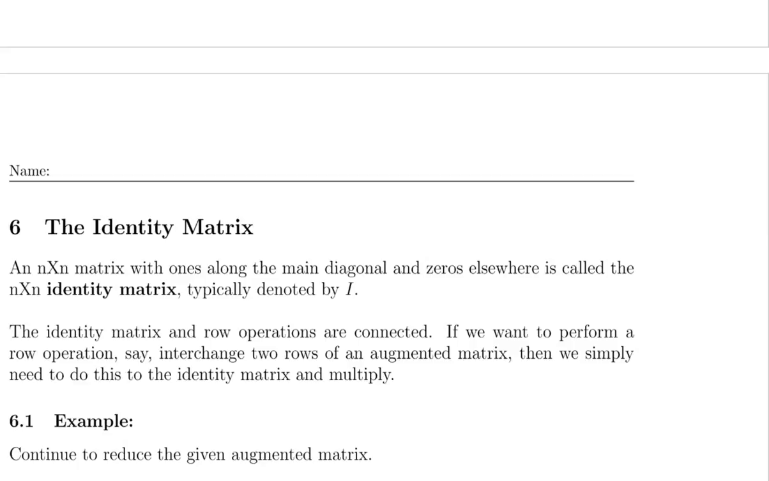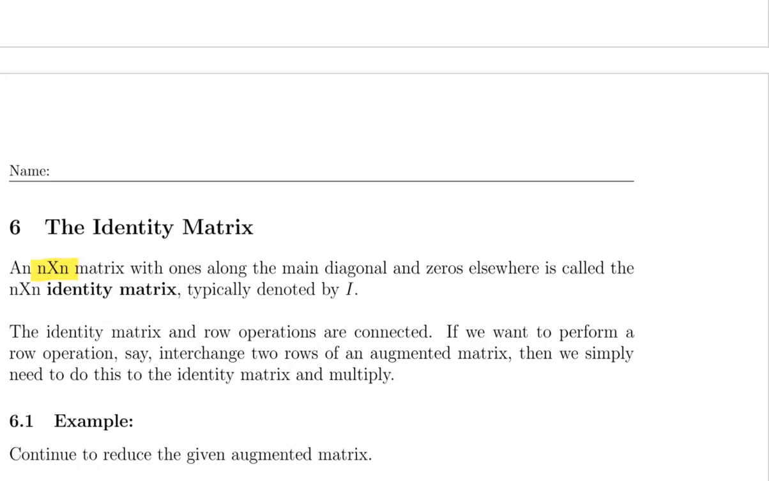Alright, as it turns out, there is a matrix that behaves like 1, where if we multiply it by another matrix, the matrix remains unchanged, and this is what we call the identity matrix. The identity matrix must be a square matrix. It has to be n by n. So you can't have a 2 by 3 identity matrix. You can only have a 2 by 2 or a 3 by 3 or a 4 by 4, etc.